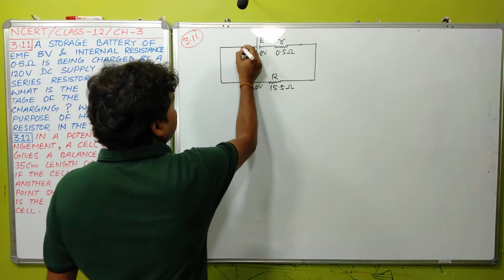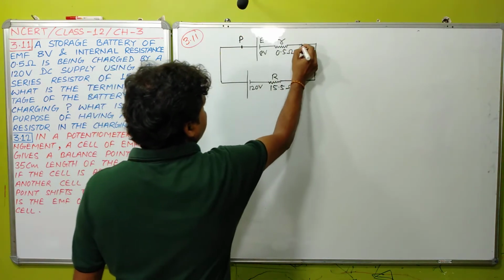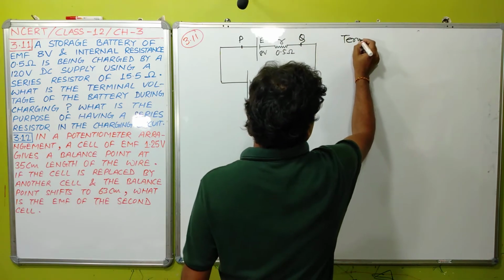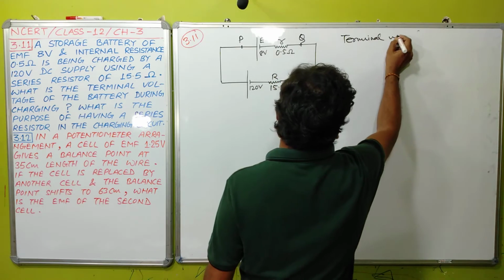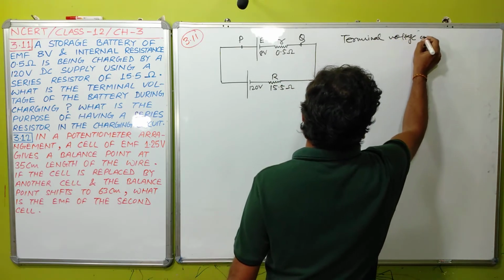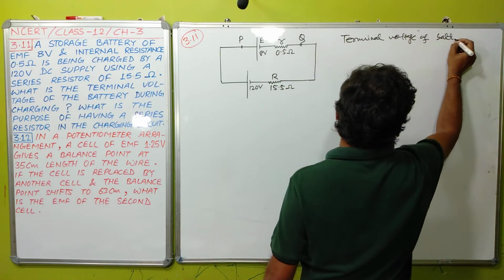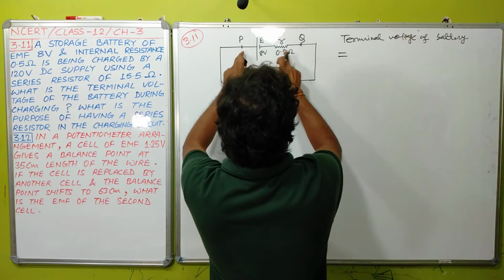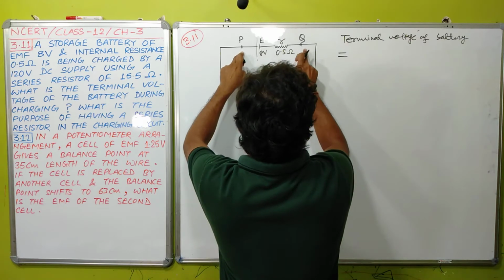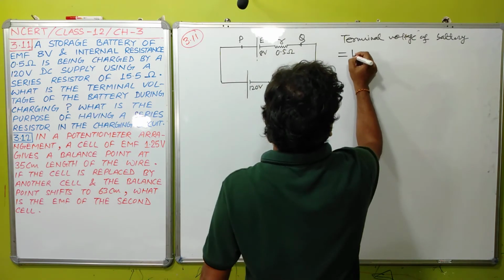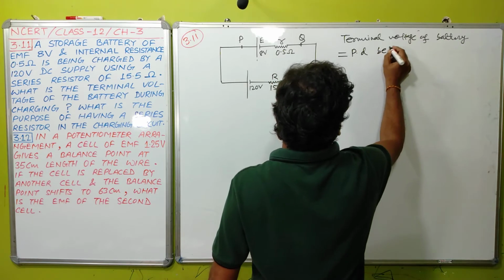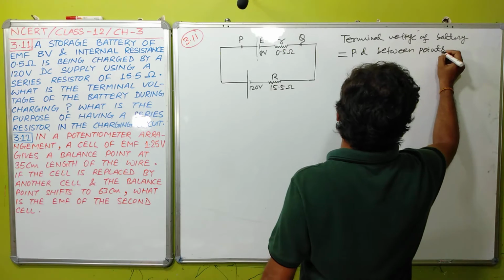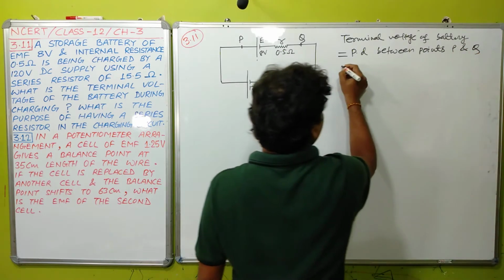Terminal voltage, student. Let this point be P and this point be Q. Then what is terminal voltage? Terminal voltage of battery means the potential difference between points P and Q. Okay, student.